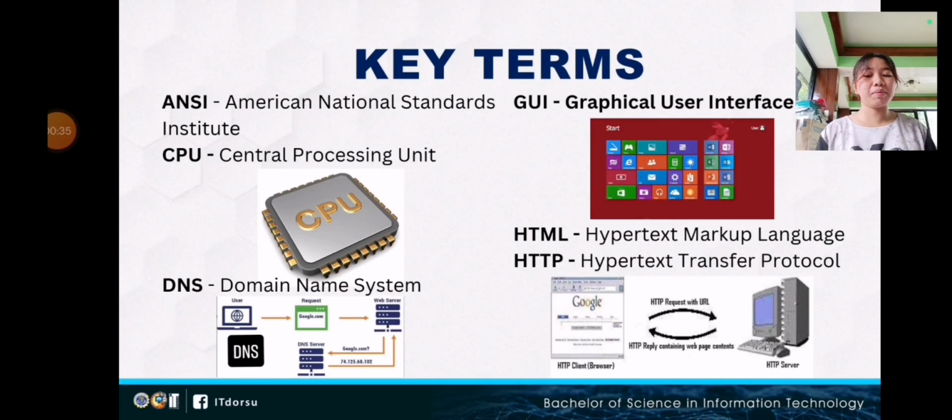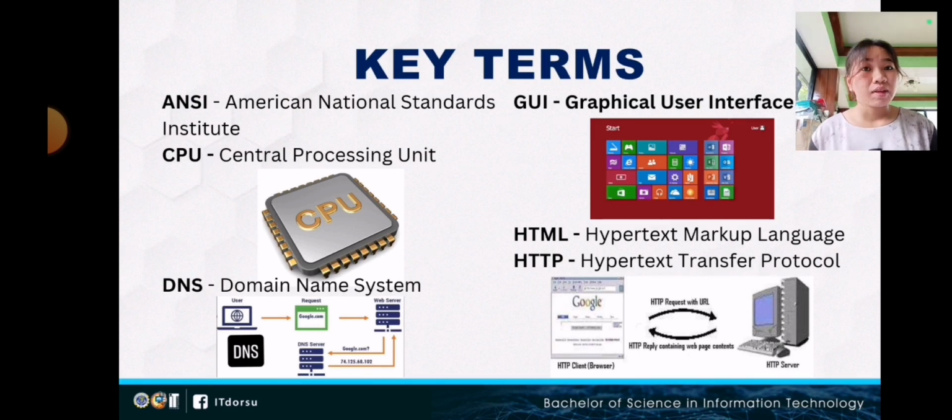In key terms, we will learn the different uses, functions, and processes of the computer. The first is ANSI, known as the American National Standards Institute. Its function is to promote the use of US standards internationally, and to advocate US policy and technical positions in international and regional standards organizations. That is the use and function of the American National Standards Institute.